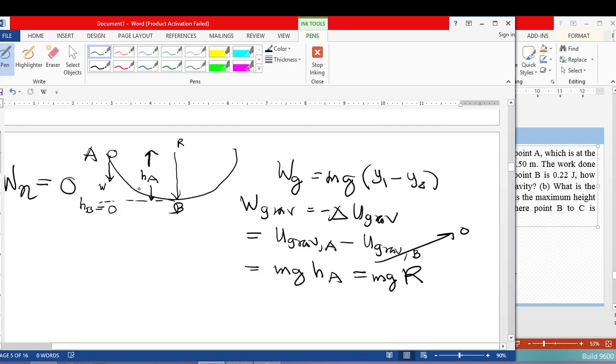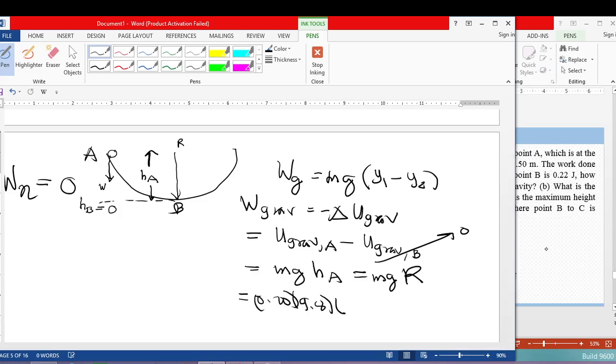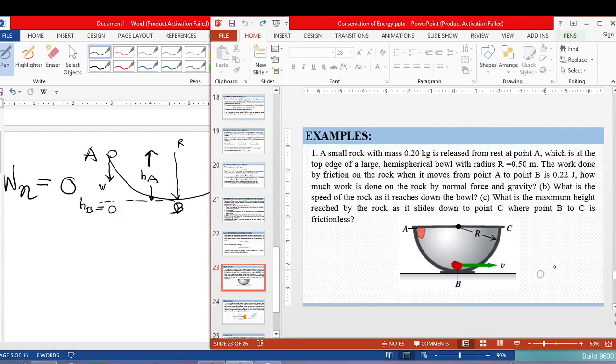So what is now the work done by gravity? We have the mass, which is equal to 0.20, the acceleration due to gravity, and the radius, which is equal to 0.5. How much is that? That is equal to 0.98. So the work done by the gravitational force is equal to 0.98, and the unit is joules.